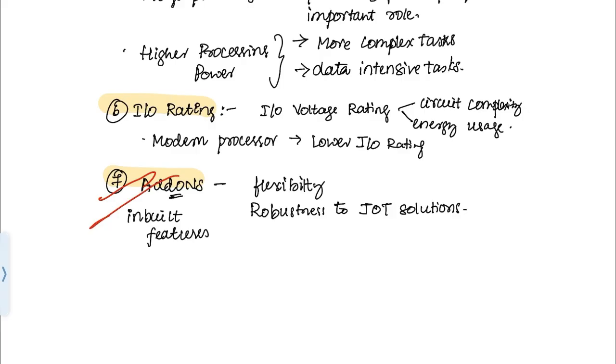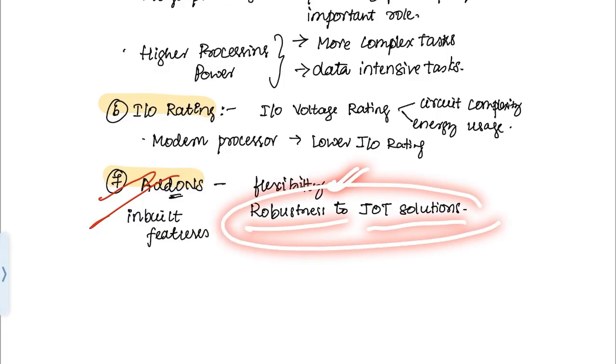Next we have the add-ons. Add-ons here would be the extra features like analog to digital conversion units, clock circuits, USB, Ethernet connections, or any other features. So these things speak about the flexibility, that is, robustness of the IoT solutions.